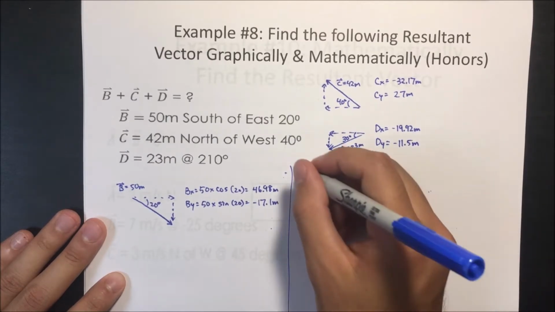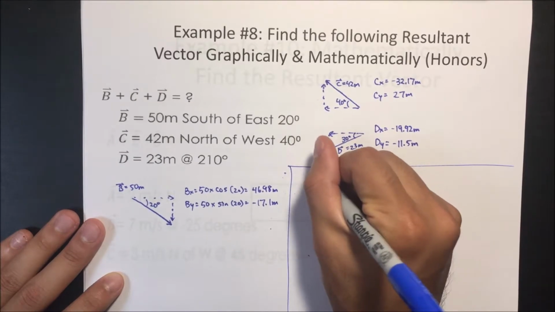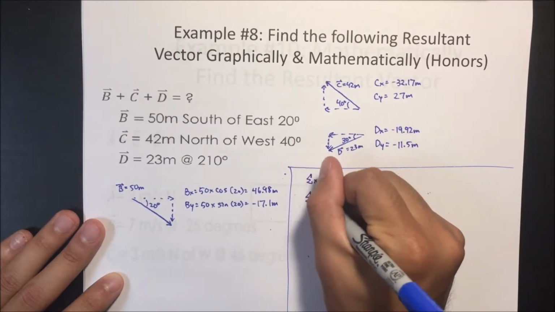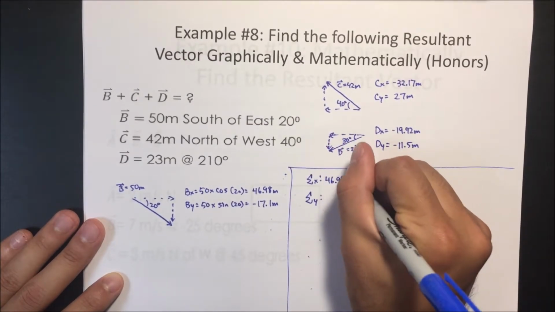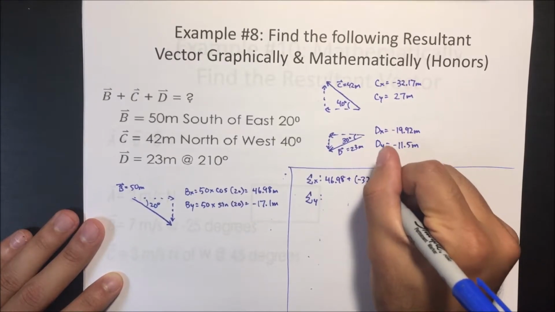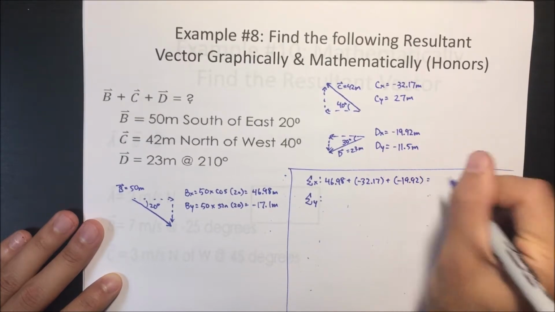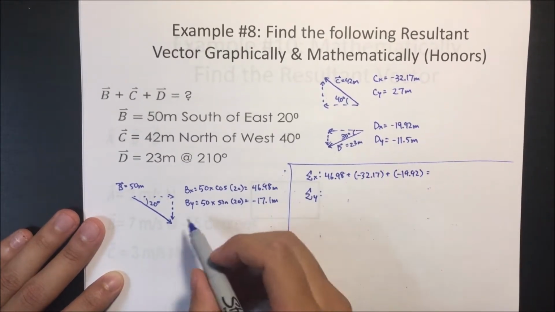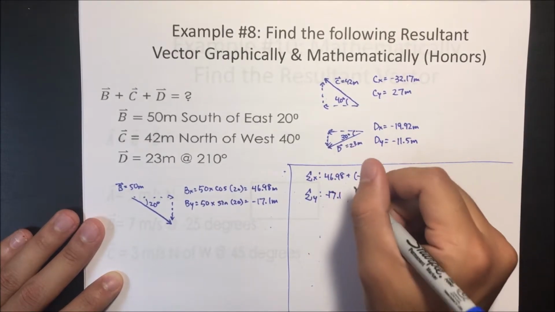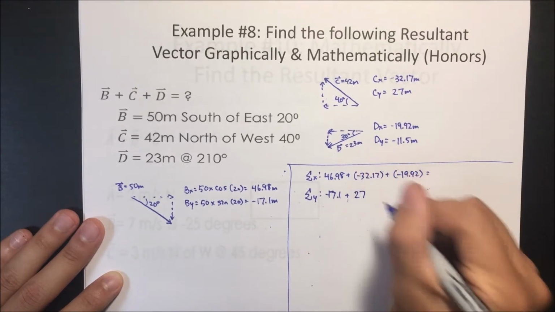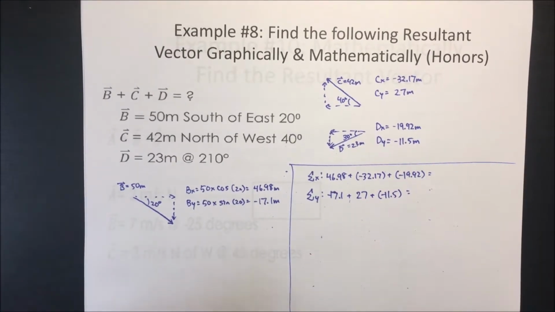Okay. Now that we broke everything down, we're going to find the total in the x direction and the total in the y direction. So let's look at this one first. We have 46.98 plus negative 32.17 plus negative 19.92. Okay, and now let's look at the y direction. We have negative 17.1 plus 27 plus negative 11.5. And now let's put this all together.